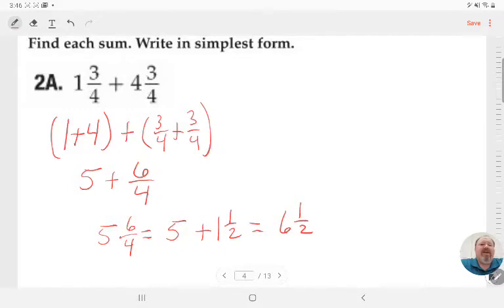Okay, so this one kind of got a little bit tricky. When we ended up adding the fractions together, we got 6/4. And so when we simplify that, that's 1 1/2. So we still want to add that to our whole number of 5. That would give us 6 1/2.